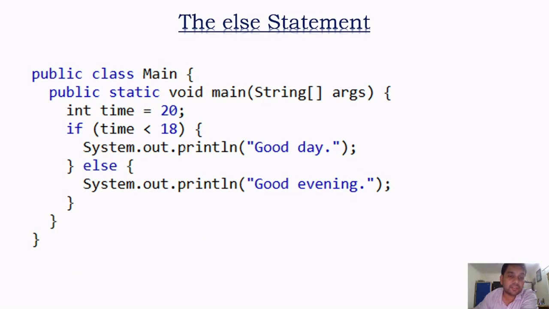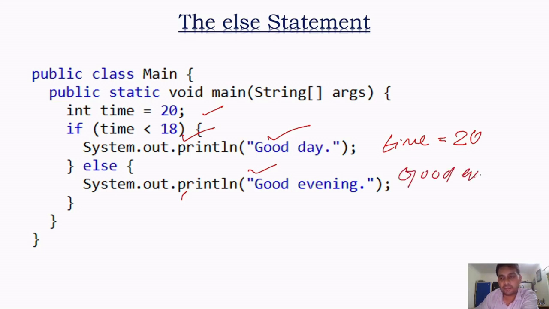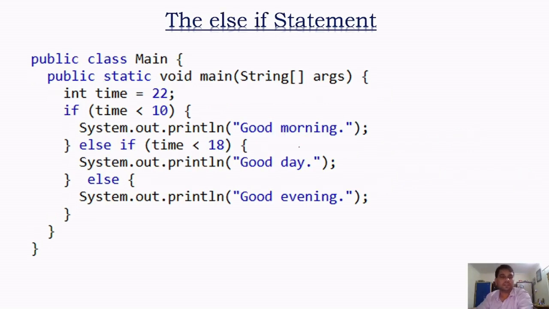Then whenever you are using the else command, for example, integer time has been assigned the value 20, and if time is less than 18, print good day, else print good evening. Here the variable time has been assigned a value 20, and the condition is if time is less than 18, but time is not less than 18, so the output will be good evening.